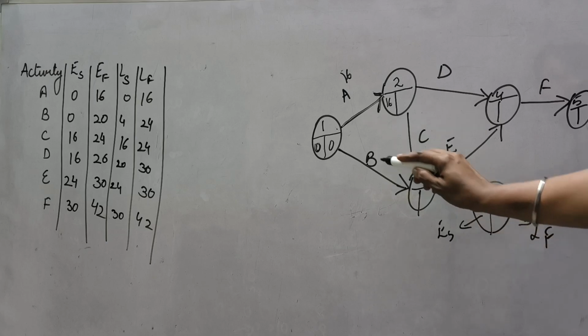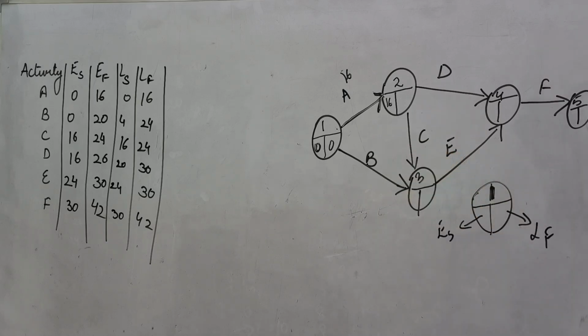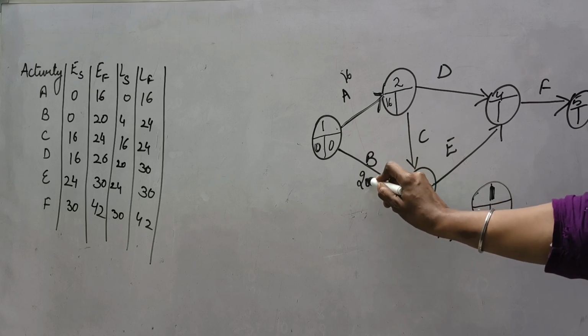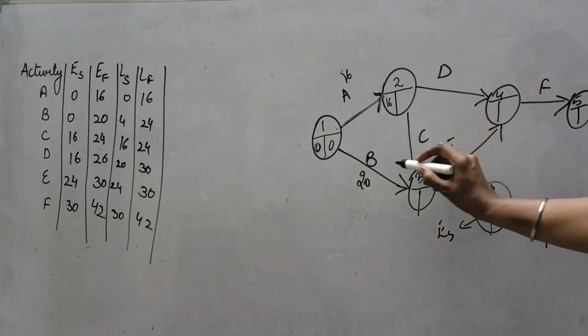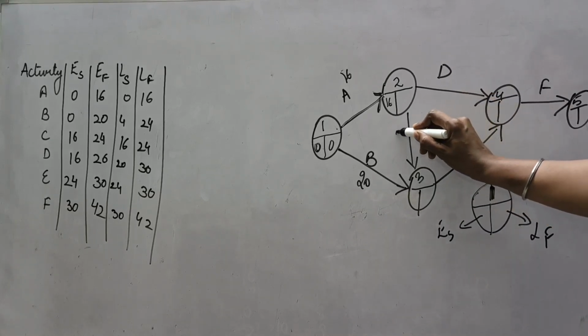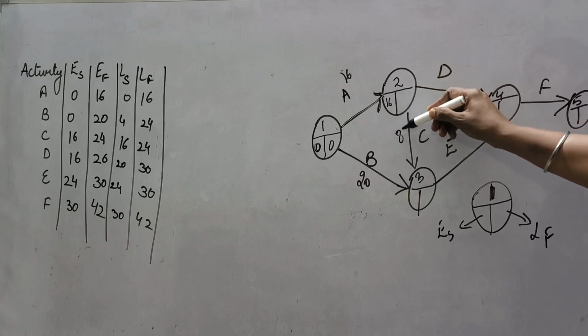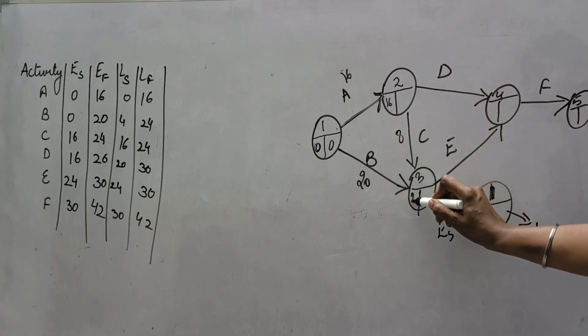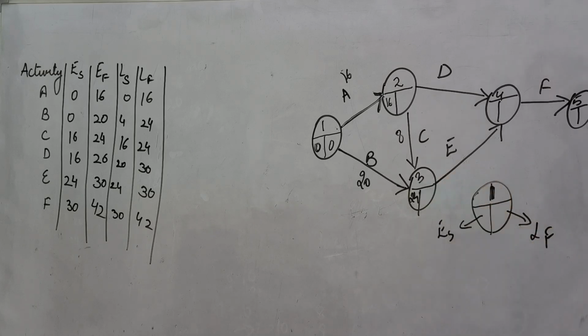For B activity, here the time given in the question was 20. But here we have seen it is coming from this side and this side. For C activity, time was given 8. From this side, it is 16 plus 8, 24. From this side, it was 20. So we have taken here maximum 24.